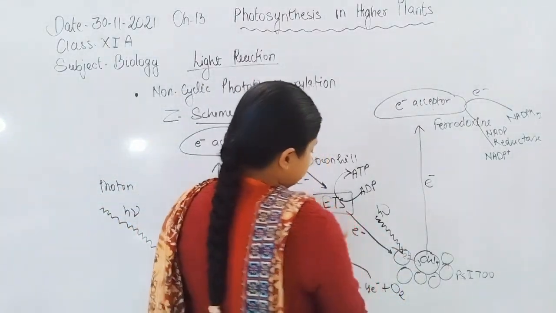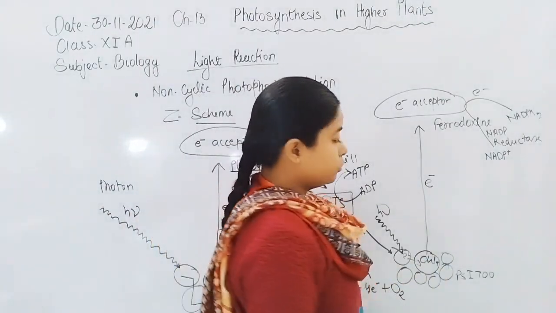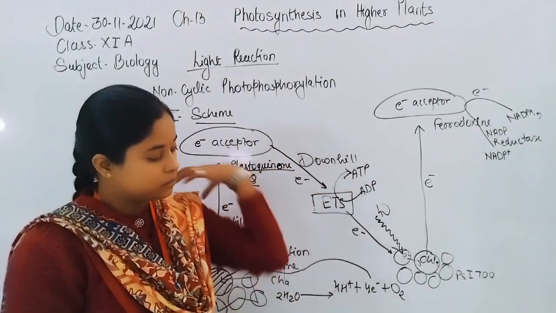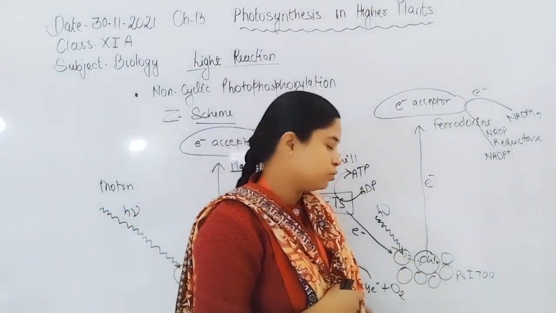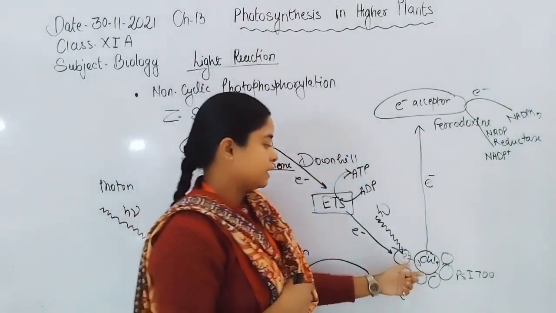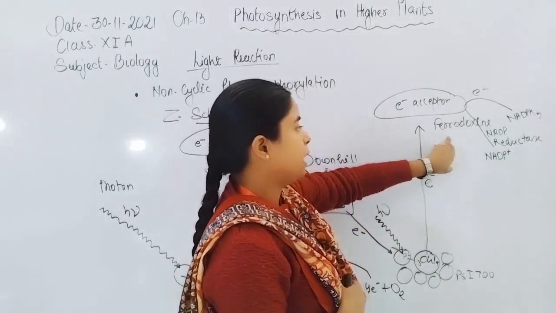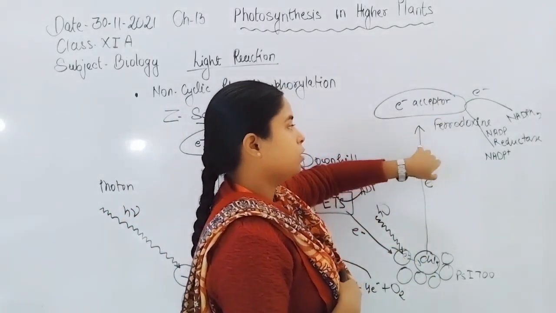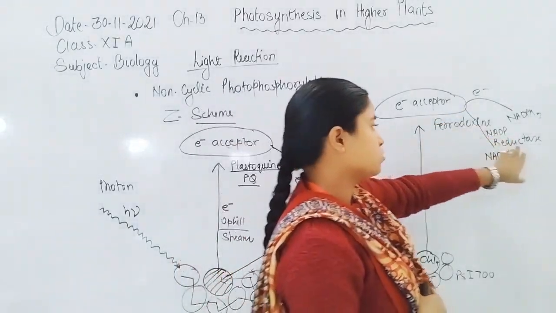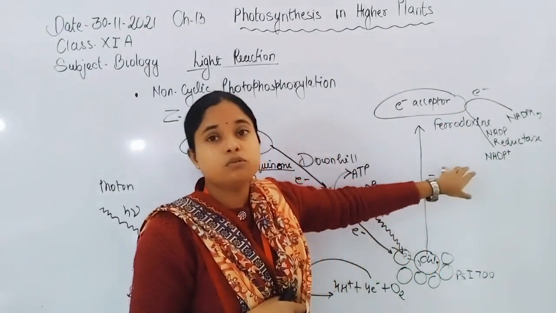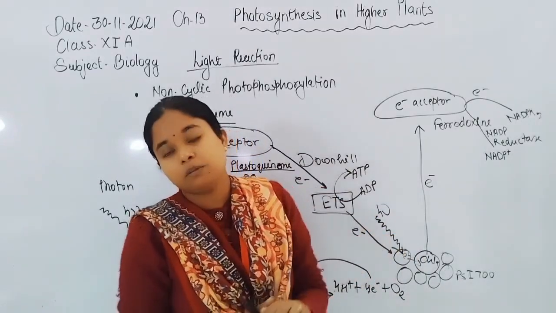Again, the electron moves from the electron transport system to photosystem I, which works at 700 nanometer of light, absorbing the 700 nanometer wavelength and getting excited to emit the electron. That is received again by an electron acceptor, ferredoxin. Near the electron acceptor ferredoxin, there will be the presence of NADP reductase, which reduces NADP plus to form NADPH2. So energy is stored in the form of ATP and NADPH2.